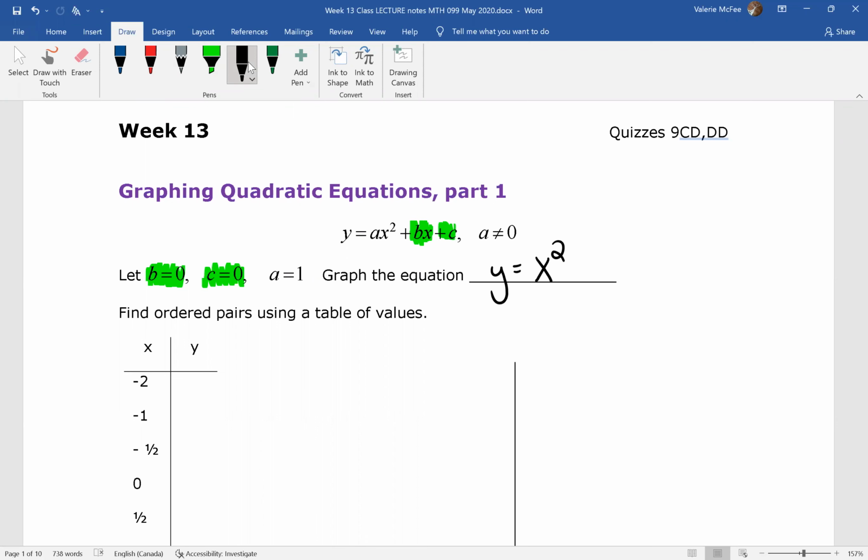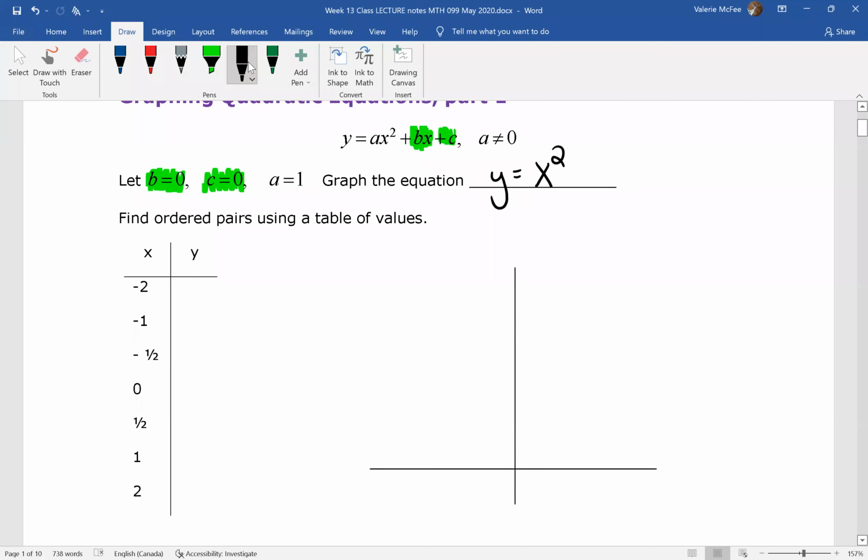Remember that the first method we used for graphing lines was to create a table of values. So I've got a table here with some values of x. We can substitute in x equals -2, all squared. y is equal to 4. So we have an ordered pair at -2, 4. Let's label our y-axis and our x-axis. When x is -1, we see that y equals 1.